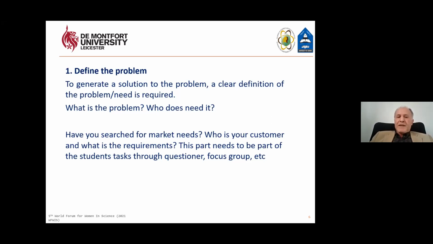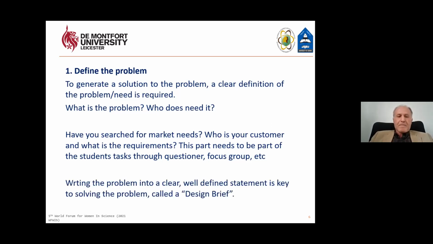This can be part of the student's task. They go to the streets, to the market, do questionnaires, interviews, focus groups, to find what the market needs. And they can bring these ideas to the universities to make these things. In the future, this will give them opportunities for employability and reduce the pressure on governments to give every graduate a job. Instead, they can build their own jobs based on what they have learned during their studies at university.